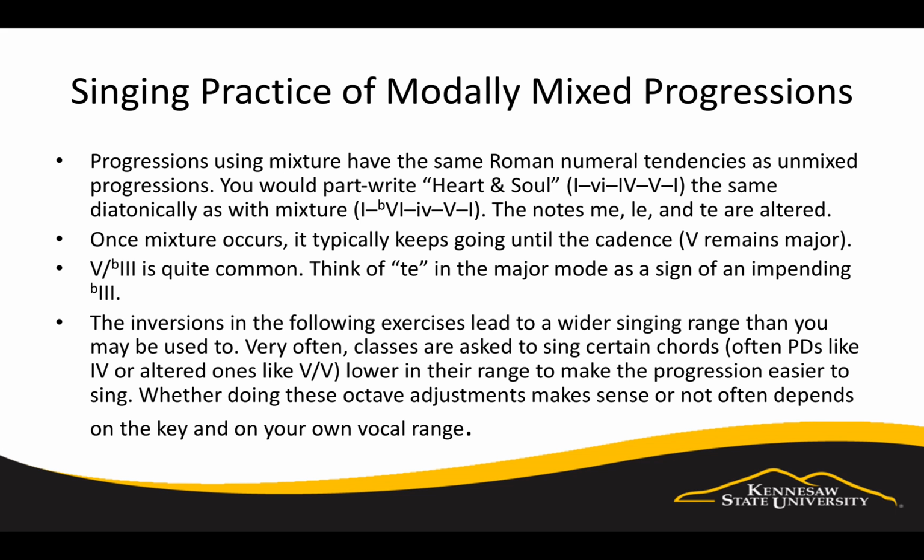Look at the fourth bullet point, please. The inversions in the following exercises lead to a wider singing range than you may be used to. Very often, classes are asked to sing certain chords, often predominants like 4 or altered predominants like 5 of 5, lower in their range to make the progression easier to sing. Whether doing these octave adjustments makes sense or not often depends on the key and on your own vocal range. You don't want to go outside of your range and then not be able to tune your progressions properly.